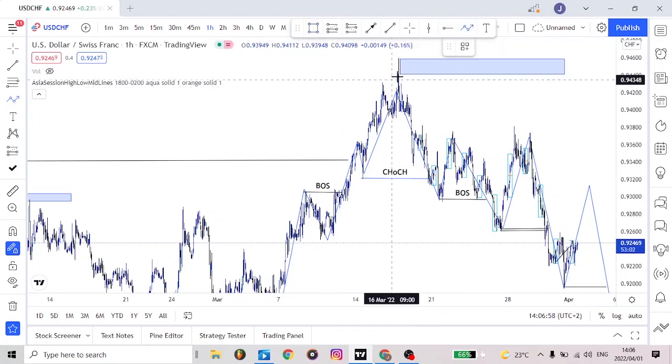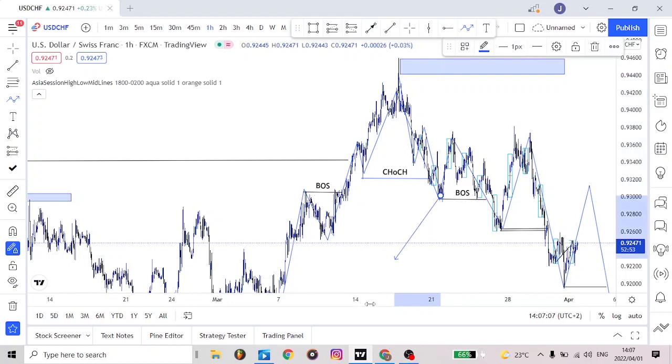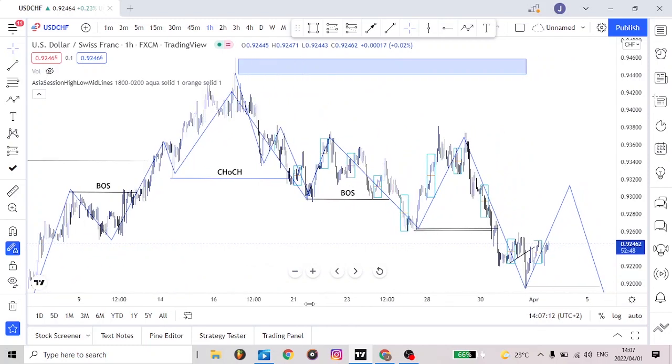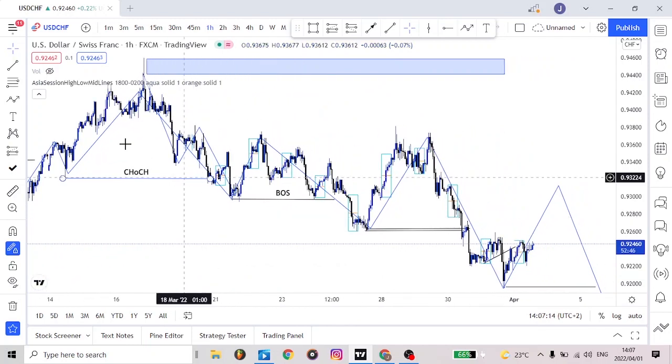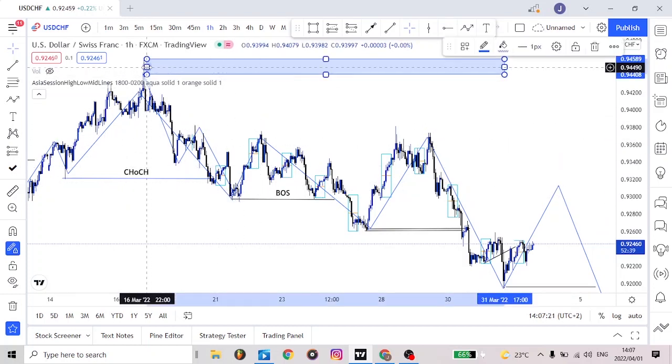Let's look at the internal structure. We had a lower low, lower high, lower low. Okay, let me try to zoom in. Lower low. Okay, so that's what we had there. And what did the market do after creating the lower low, the lower high, the lower low? The market did not retrace back to the original supply zone. Actually, it didn't go back to the original demand zone.